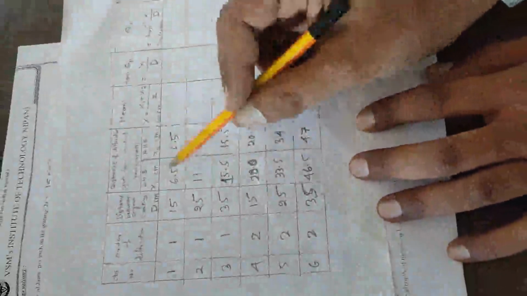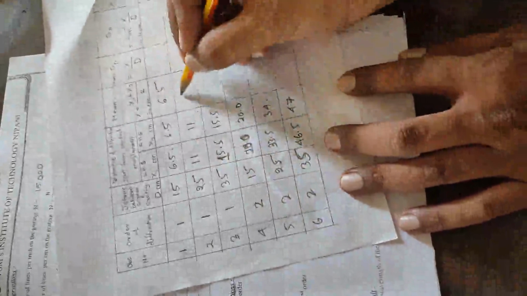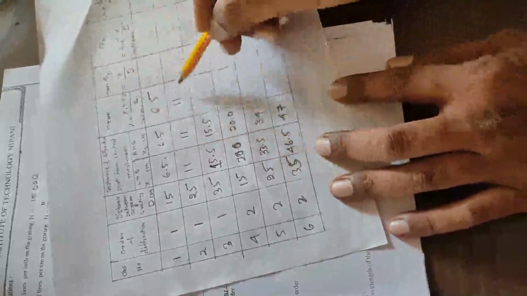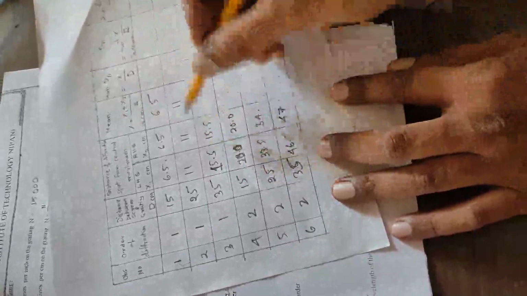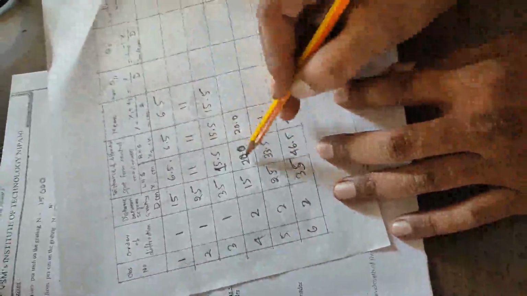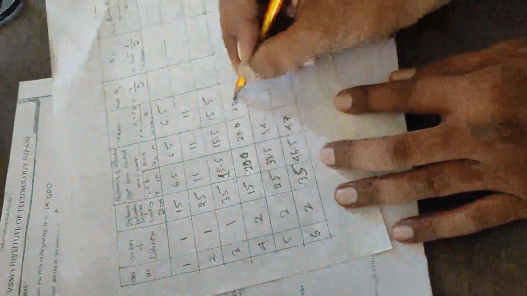Okay. Now what we have to do? You just see the readings now. So we have to determine the mean here. So what is the mean of 6.5 and 6.5? It comes out to be 6.5. What is the mean of 11 and 11? Comes out to be 11. So 6.5 plus 6.5 divided by 2 is equal to 6.5. 11 plus 11 divided by 2 is equal to 11. 15.5 plus 15.5 divided by 2 is equal to 15.5. Now here 20 plus 20 divided by 2, that is 40 divided by 2, is equal to 20.